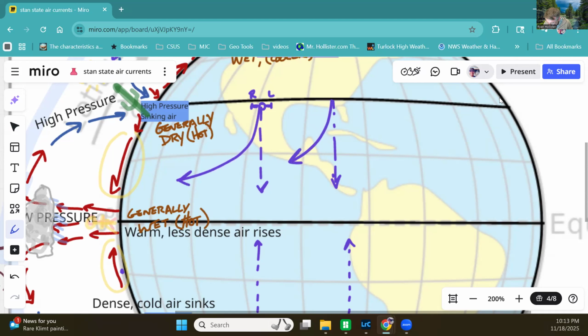Okay? And it doesn't matter anywhere you go in that region between 30 degrees north and the equator, everything's going to be deflected to the right because of the Coriolis effect.